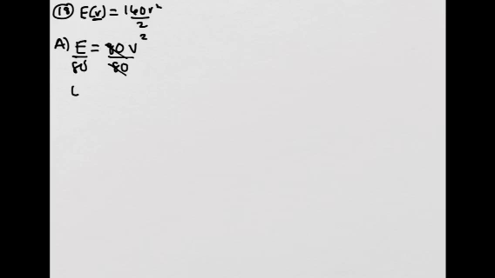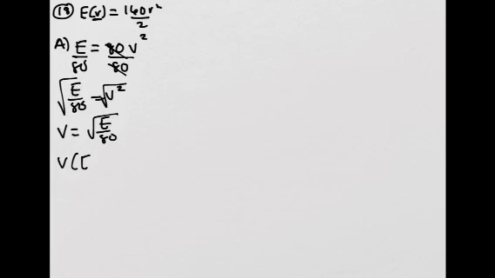And then I have E over 80 equals V squared. So now I'm going to take the square root of both sides. And so that leaves me with V equals the square root of E over 80. And there's your inverse. Okay, so with real life applications, we do not switch the variables like we do with X and Y. So this would be V of E equals the square root of E over 80.